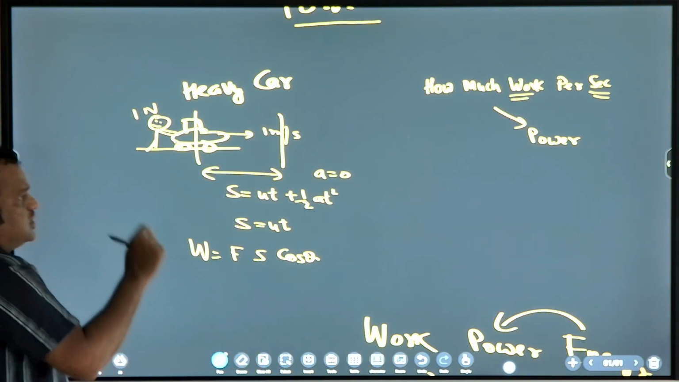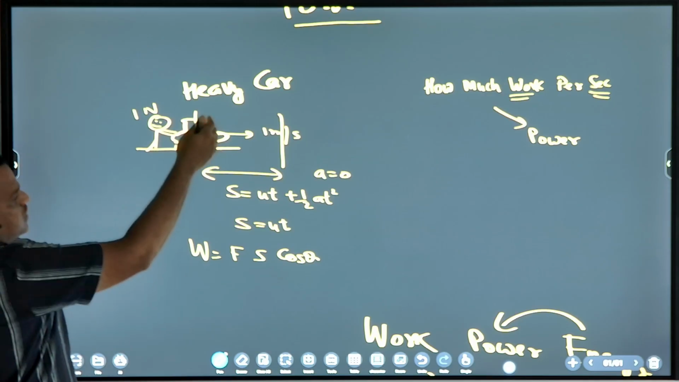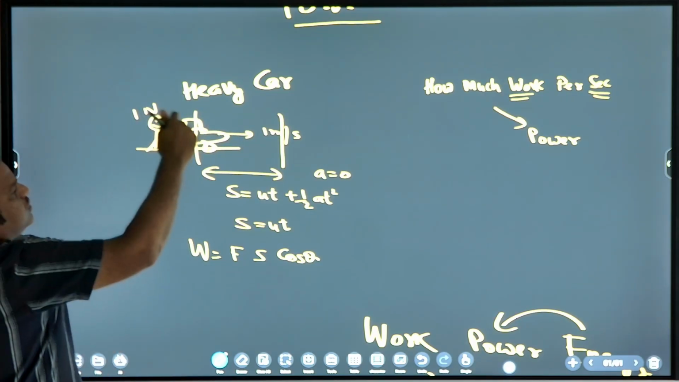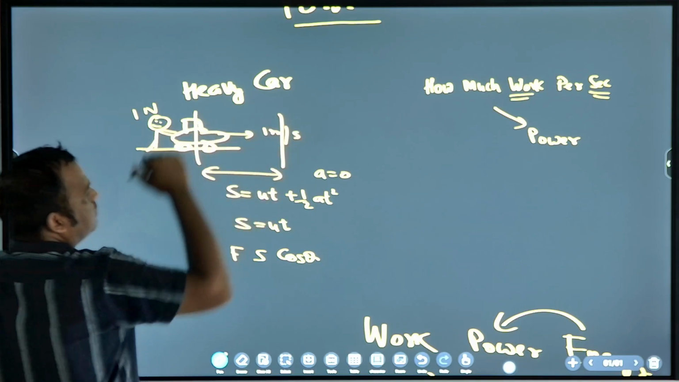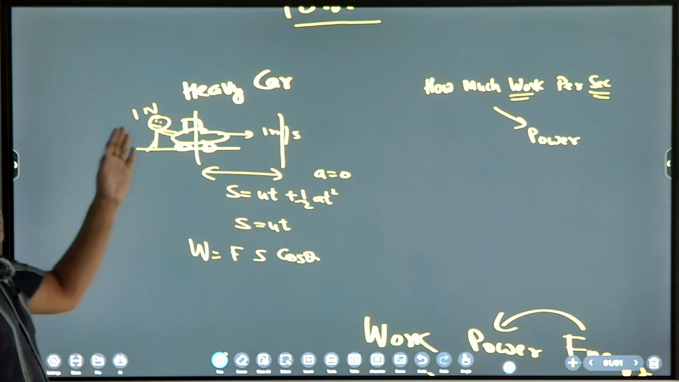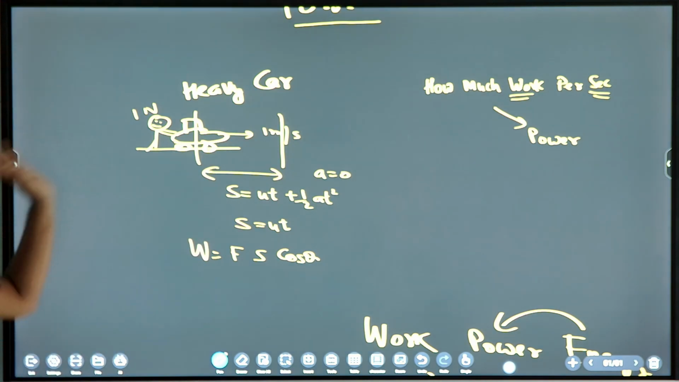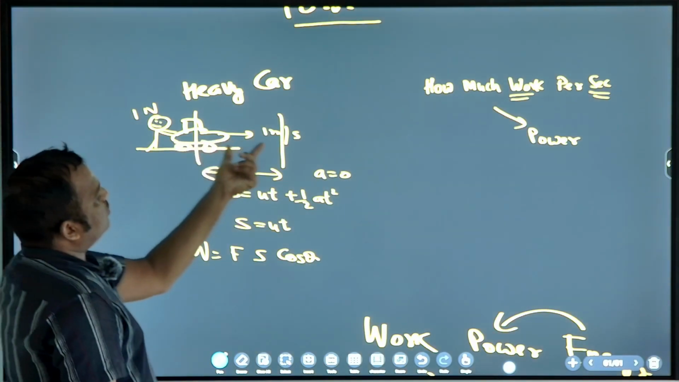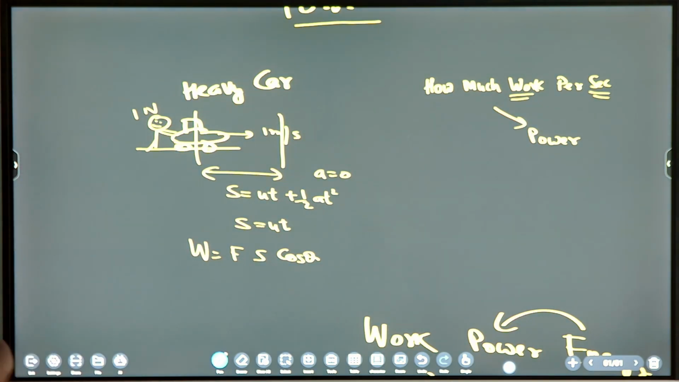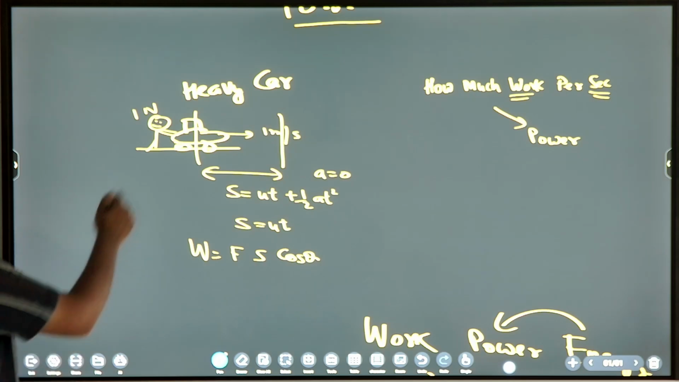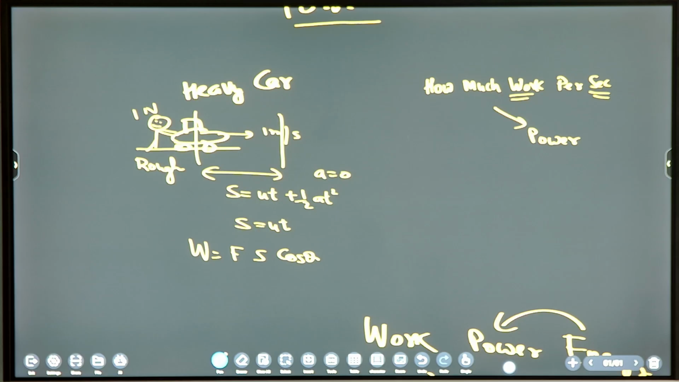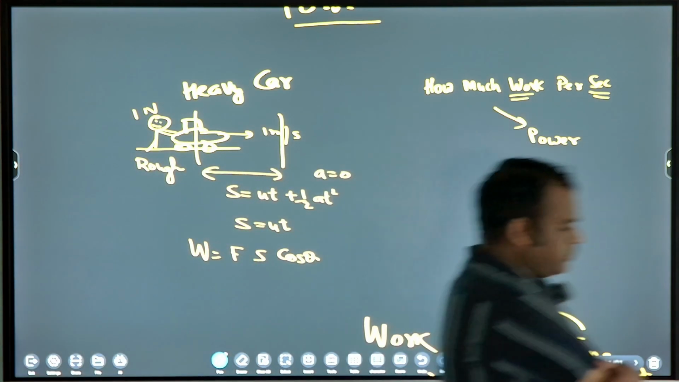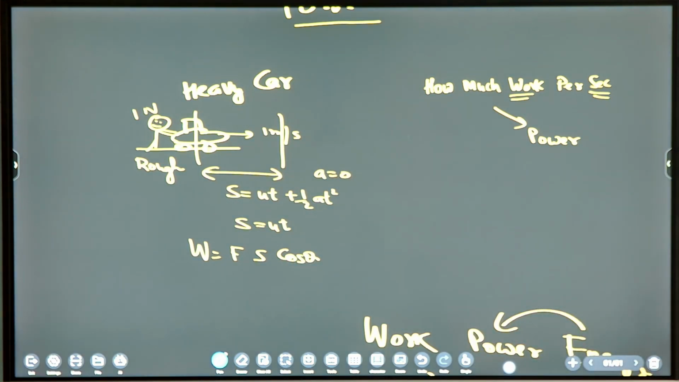So let's understand using this example again. The car is going with constant speed. So can I say the person is not doing any work? Tell me. If the car is going with constant speed, can I say the person is not doing any work? It is a rough surface. Rough surface means the car can move by itself or you have to push it? You have to push it.